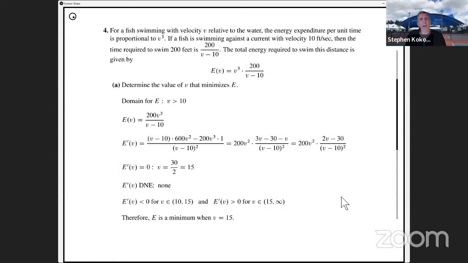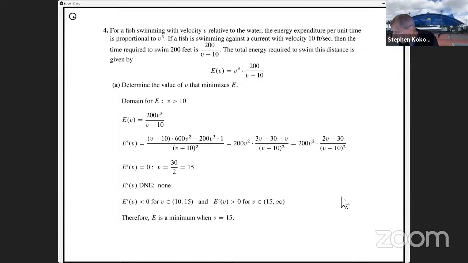All right. I like this one a lot. My brother-in-law is a big fisherman, and we actually talked about this problem. So for a fish swimming with velocity v relative to the water, we think about the energy that must be expended, and it's usually proportional to the velocity cubed. That's actually been investigated, I think, empirically, and that's actually a true statement.